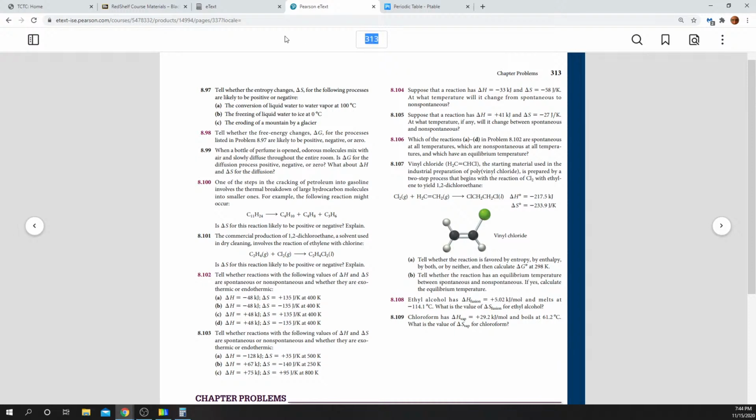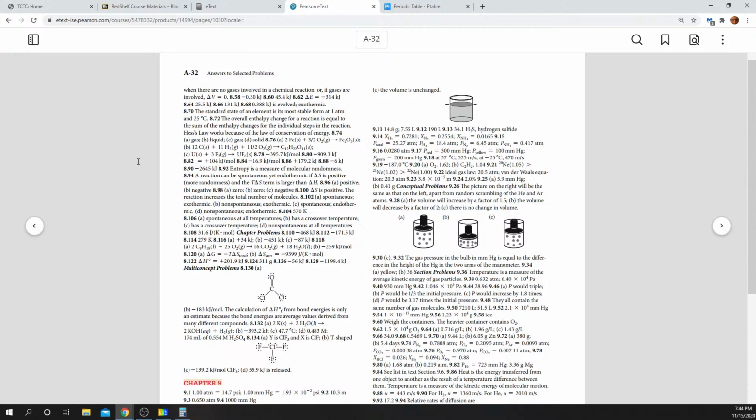Let's see what they say. 100. Reaction increases the total number of molecules, so delta S is positive.